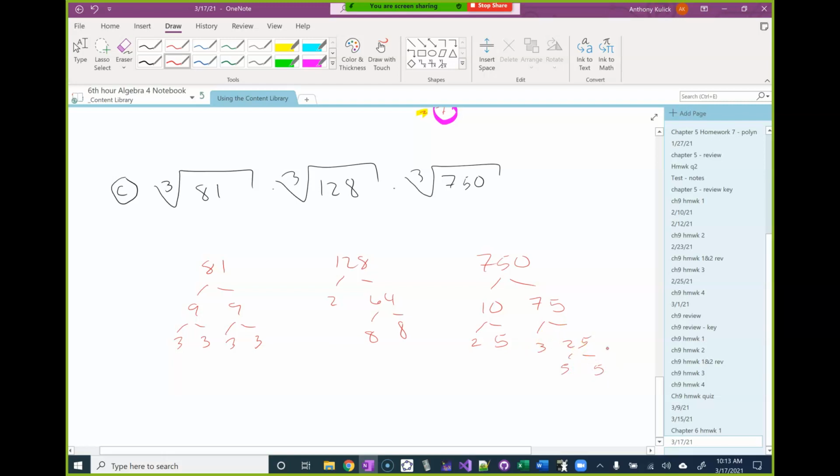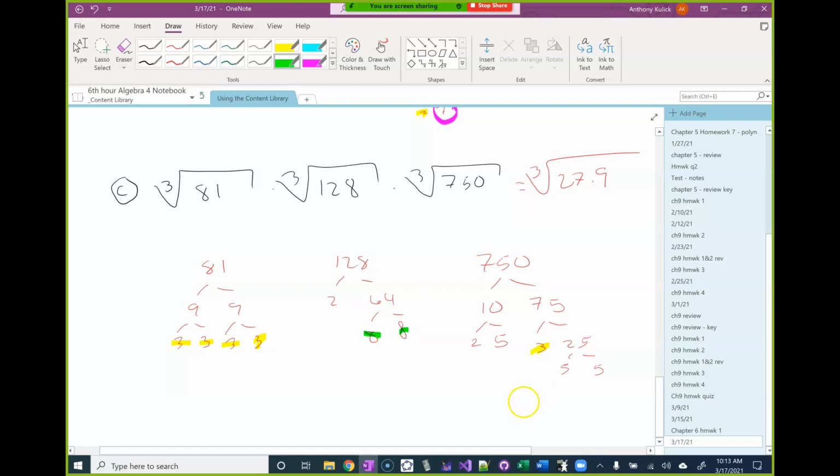And then I have 1, 2 more threes. That doesn't help any. I'll just put that as a 9 there. And then let's look at, we have 2 8s. So 8 and 8. And then we have just 2 2s. That doesn't help us any. I'll just put a 4 in there.